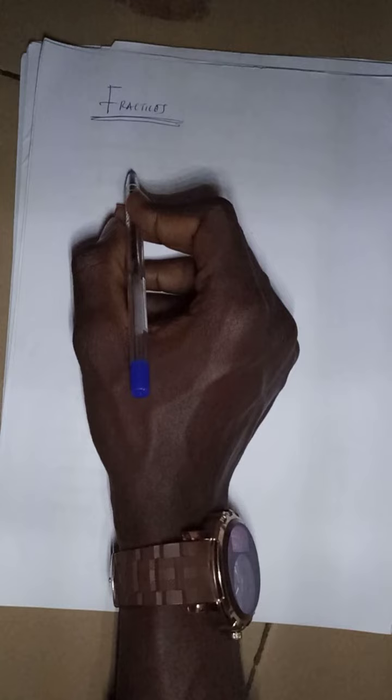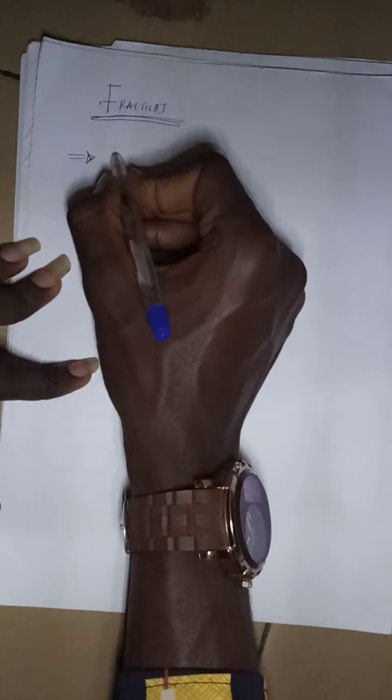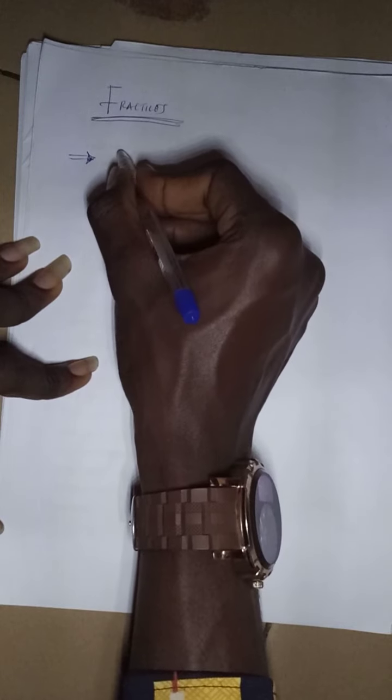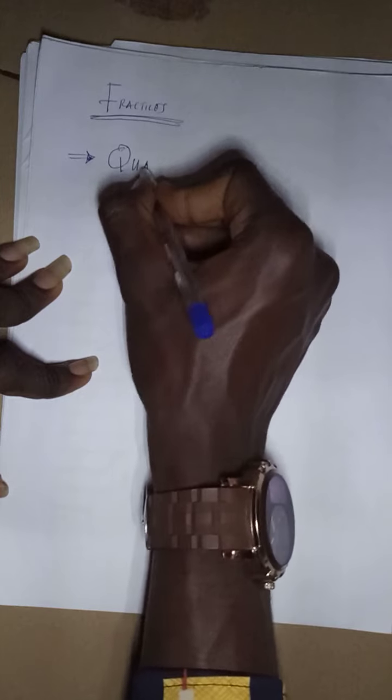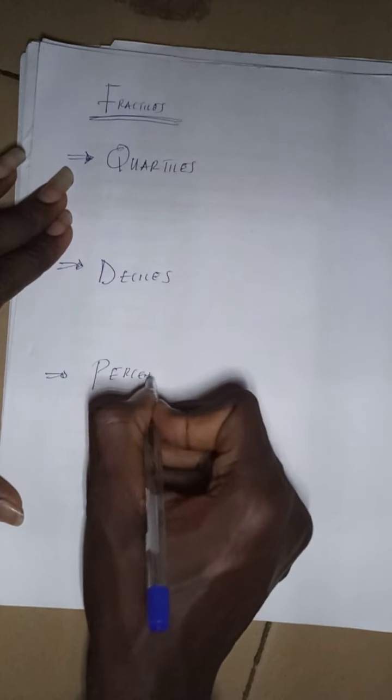Now I said we have what we call the fractals. These fractals or quantiles, not quartiles, divide the distribution into equal parts, such that we can divide that distribution. The most common one we use most of the time is quartiles. The second one is what we call the deciles. We can divide it into 10 equal parts. And then the last one is what we call the percentiles.